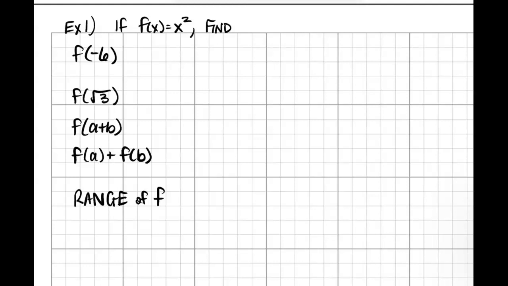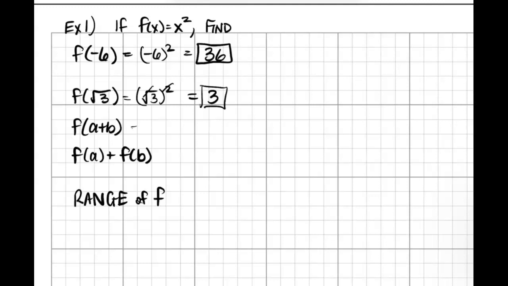In this example, we've got the function f of x equals x squared, and we're finding different values of f. So we've got f of -6, which means you're going to plug in -6 for the x variable, and here I'm going to get -6 squared, which is positive 36. Now they want me to plug in the square root of 3 for the x variable, so you take out the x, put in radical 3. The 2 here cancels the square root and gives you 3.